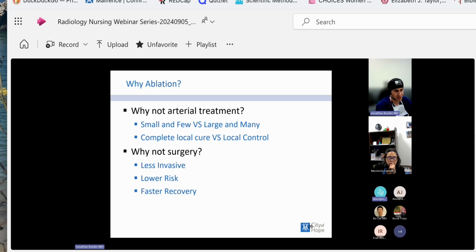Ablation is very different. If you have a tumor that is ablatable, so a relatively small size, relatively few of them, and you burn that tumor completely, that tumor is gone.